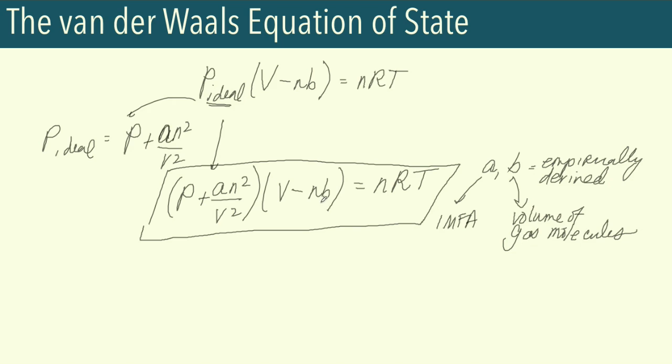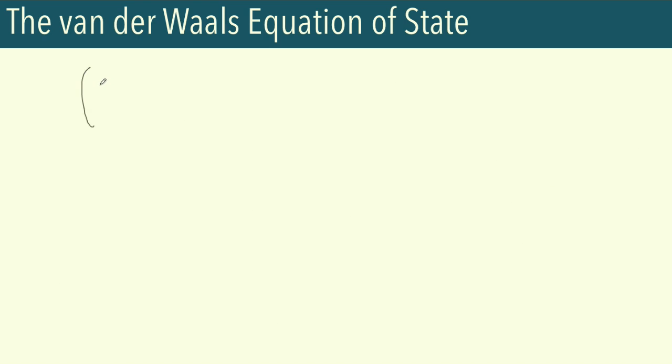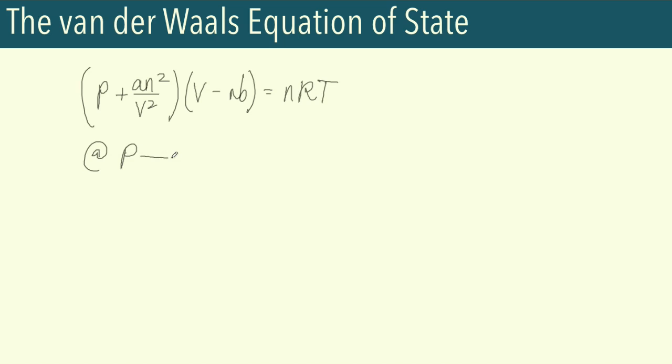So let's see how this can reduce to our ideal gas equation based on our limiting conditions. Let's write down our van der Waals equation of state. It's pressure plus our corrective term, an squared over V squared, times our volume minus nb, is equal to nRT. At our limiting conditions, pressure approaching 0, or it's actually easier to look at it in terms of our volume approaching infinity, we expect that the van der Waals equation of state is going to reduce to the ideal gas equation of state.